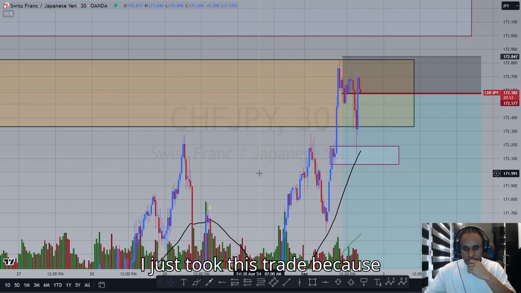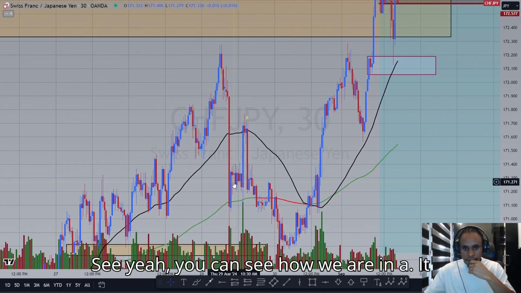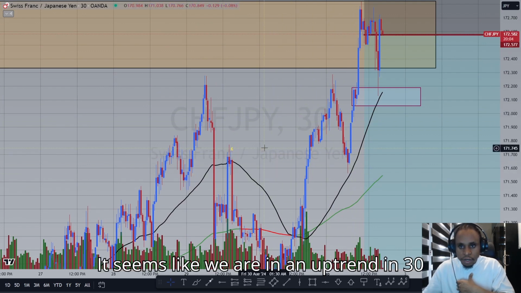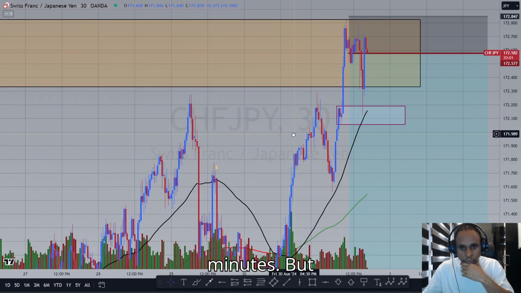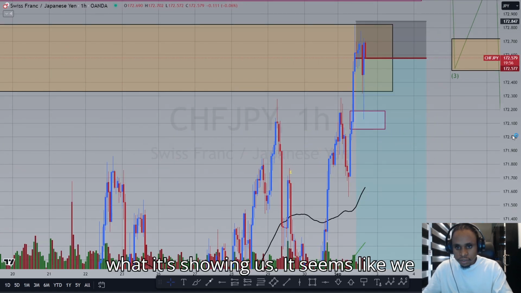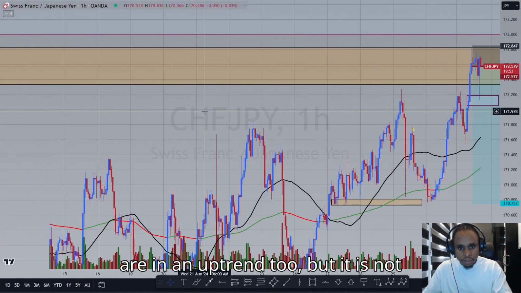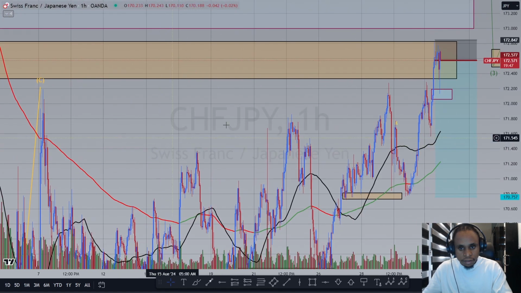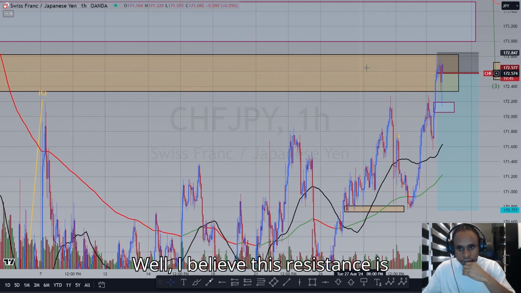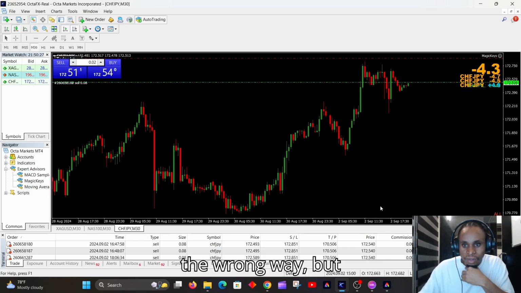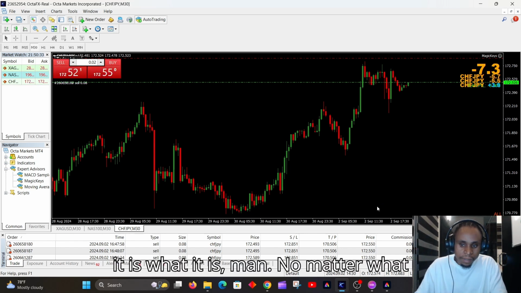I just took this short because, see here, it seems like we are in an uptrend on the 30 minutes. But on the 1 hour, let's see what it's showing us. Seems like we are in an uptrend too, but it is not showing this resistance here. So I believe this resistance is supposed to do something. This trade might actually go the wrong way, but it is what it is, man. No matter what happens, it is what it is.